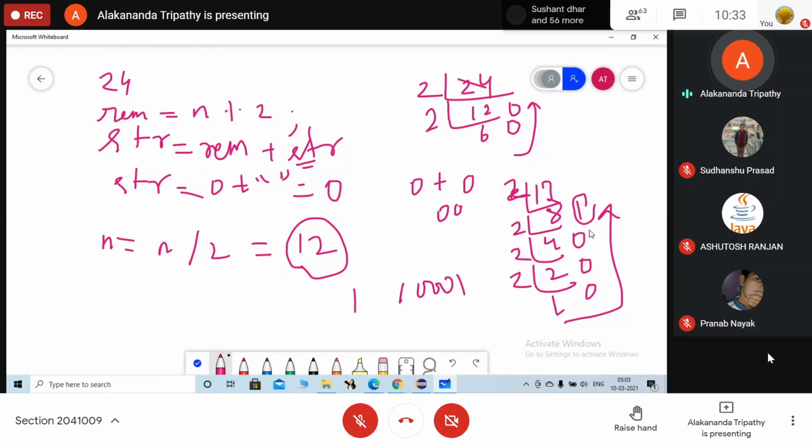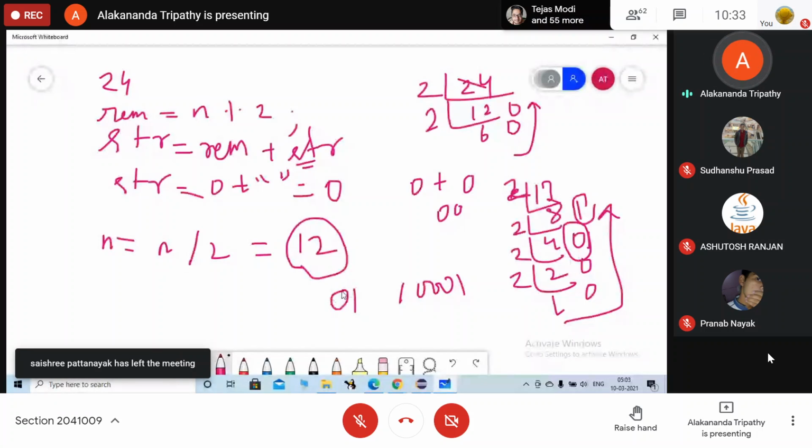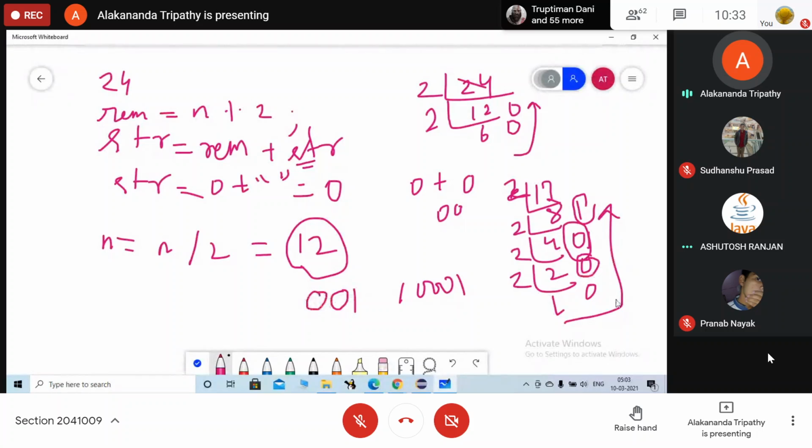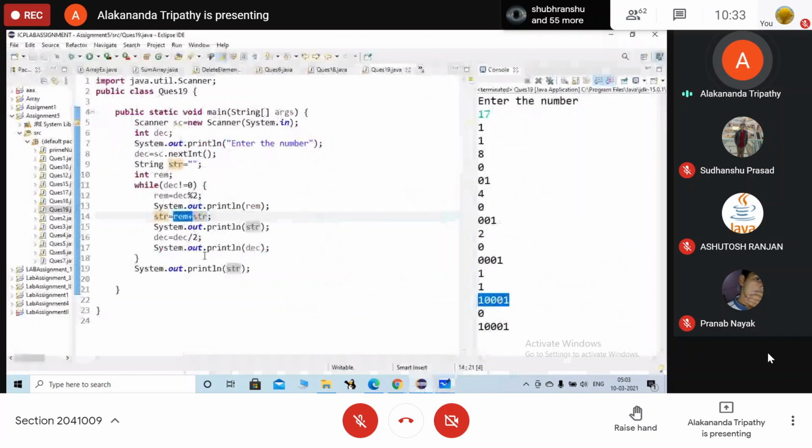पहले मेरा 1 आ रहा है, 1 आ गया. उसके बाद रिमाइंडर कितना आया है? What is the next remainder? 0. 0 यहाँ पर अपेंड हुआ. उसके बाद का रिमाइंडर क्या है? 0. Now 0 is appended here. Next value is 0. So 0 is appended here. Next value is 1. 1 is appended here. Are you clear? How it is being done? Write down the code. इसलिए यहाँ पे लिखा गया है रिमाइंडर प्लस str.